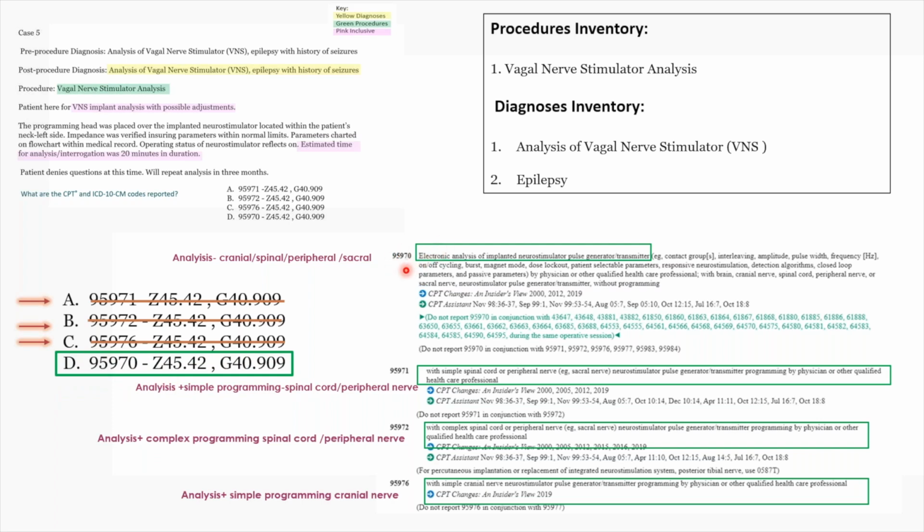95970. Let's look into that. It is coding only for analysis of a neurostimulator which can be located in the cranial, spinal, peripheral, or sacral nerve. We are having a neurostimulator located in the cranial nerve, this one, and analysis is only performed. That's how we arrived at option D.